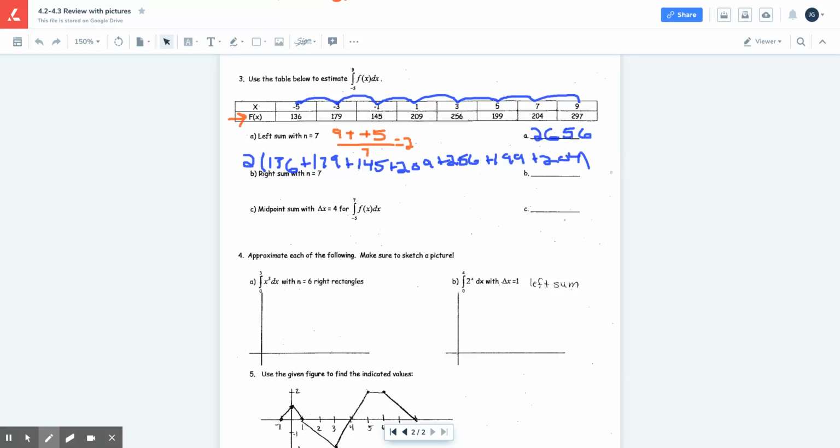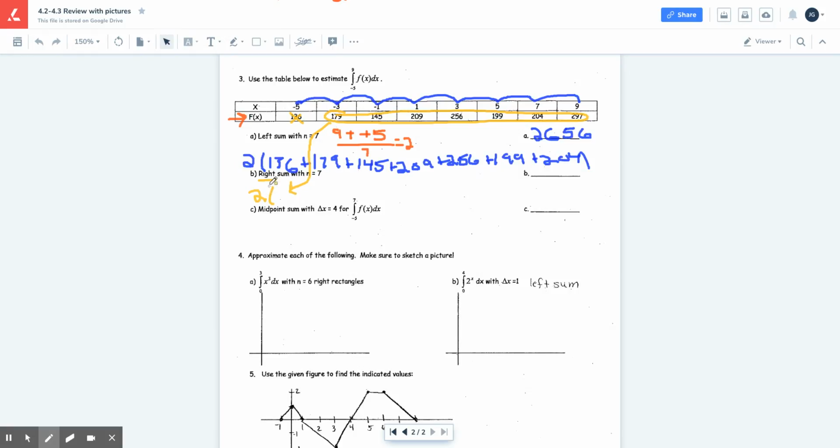All right, now on to B. B is the exact same problem, except we're doing a right sum. So n equals 7, so I do 9 minus -5 over 7, I get 2 again. And all of these numbers are going to be exactly the same, except because of the right sum, I'm not using 136. I'm going to use all of these numbers, put right here. I don't feel like writing all those numbers again.